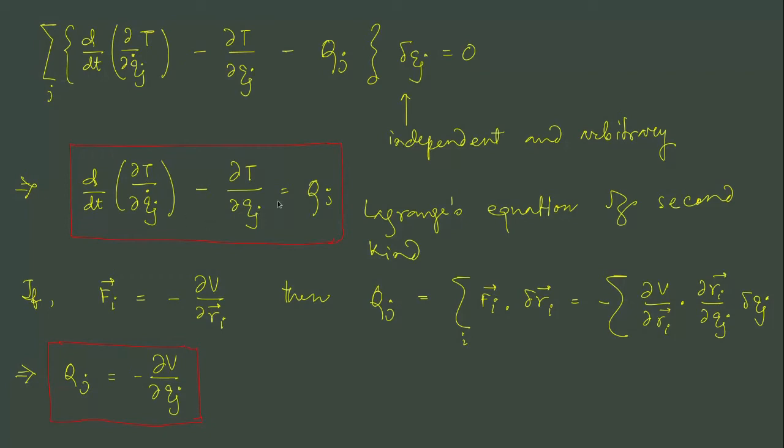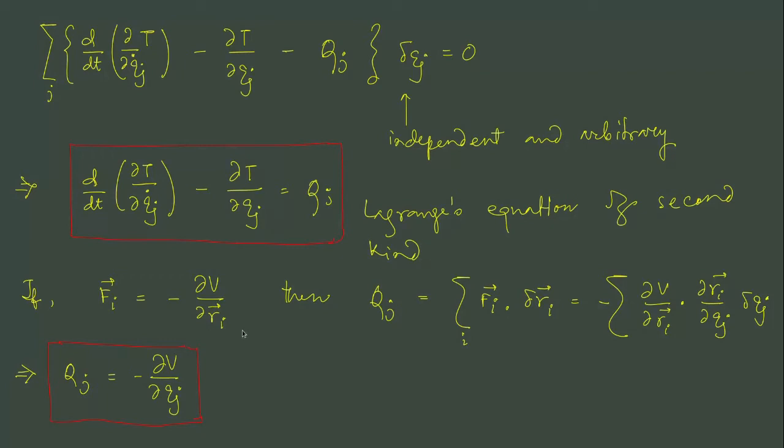This is a general equation in the sense that for any kind of external force, we don't need to know the constraint forces. All we need to know is the external force and the generalized coordinates. And of course, we need to know how to write the kinetic energy in terms of generalized coordinates, which is usually easy. So combining all that, we get Lagrange's equation of second kind.